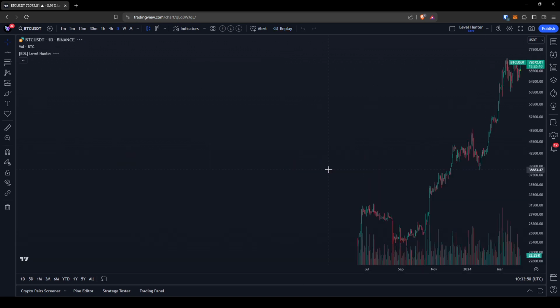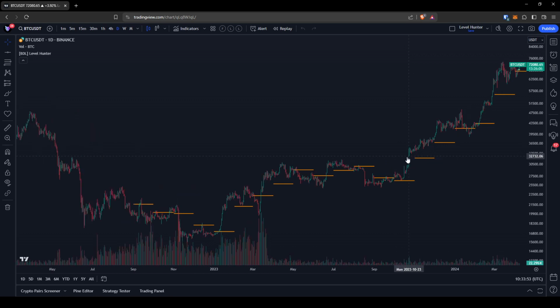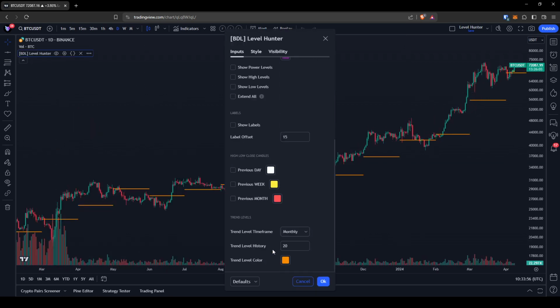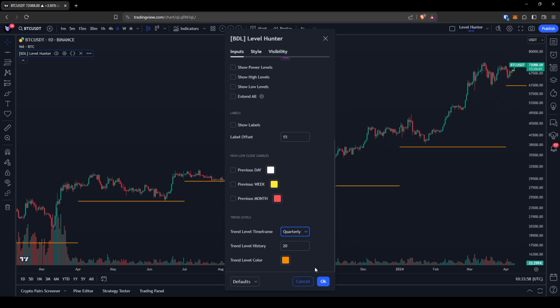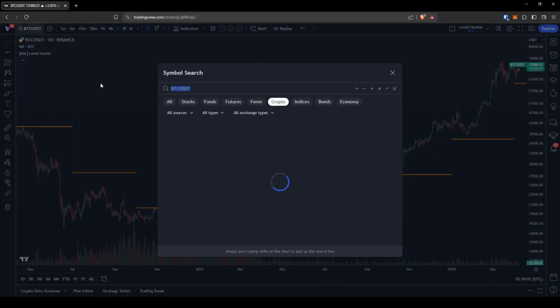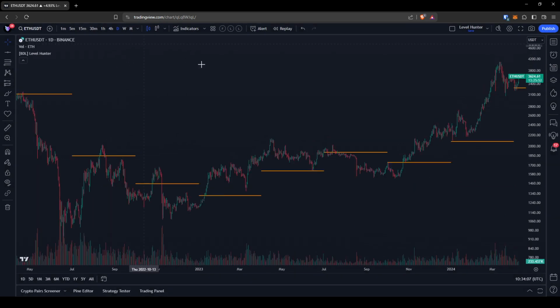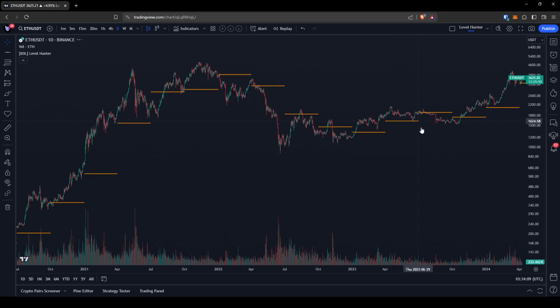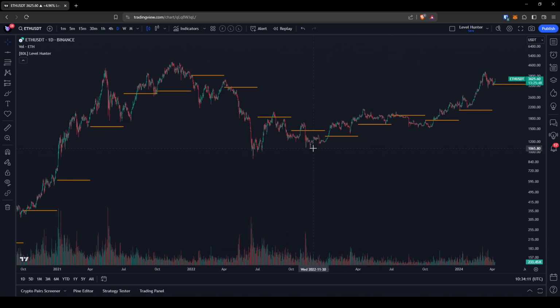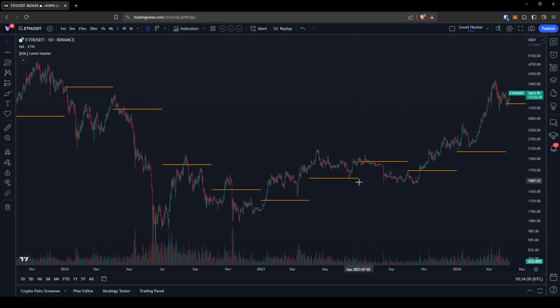I just got it on my screen here, and you put on the quarterly. It's quite nice. That's on the Ethereum chart, Ethereum USDT on Binance. Daily or weekly, what do you want to look at? It doesn't matter, because the line doesn't change depending on the chart. It's fixed. But to have an overview, I think long term looks better right now.